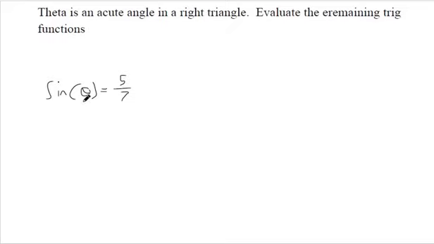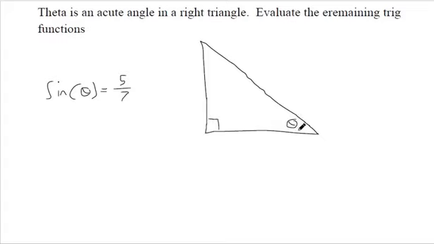Okay, we're told that sine of some angle theta in a triangle is 5/7. So just draw a triangle. Theta is acute according to the start of the problem, so that means theta is not the right angle. So put theta wherever you want in your triangle. And sine is always the opposite divided by the hypotenuse.